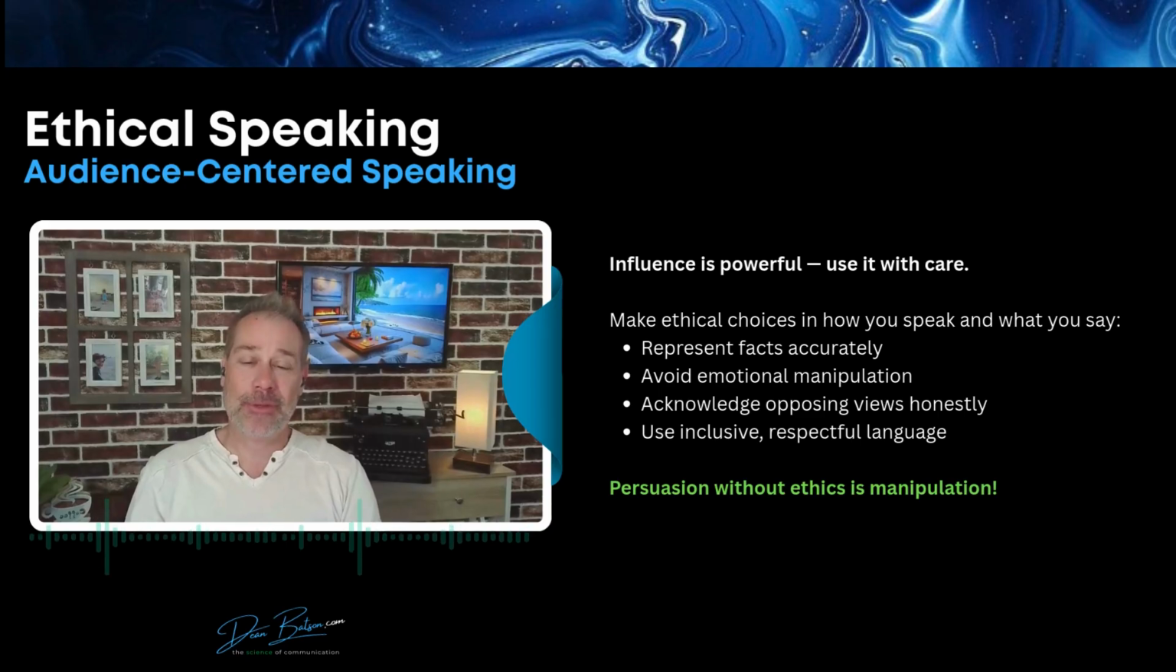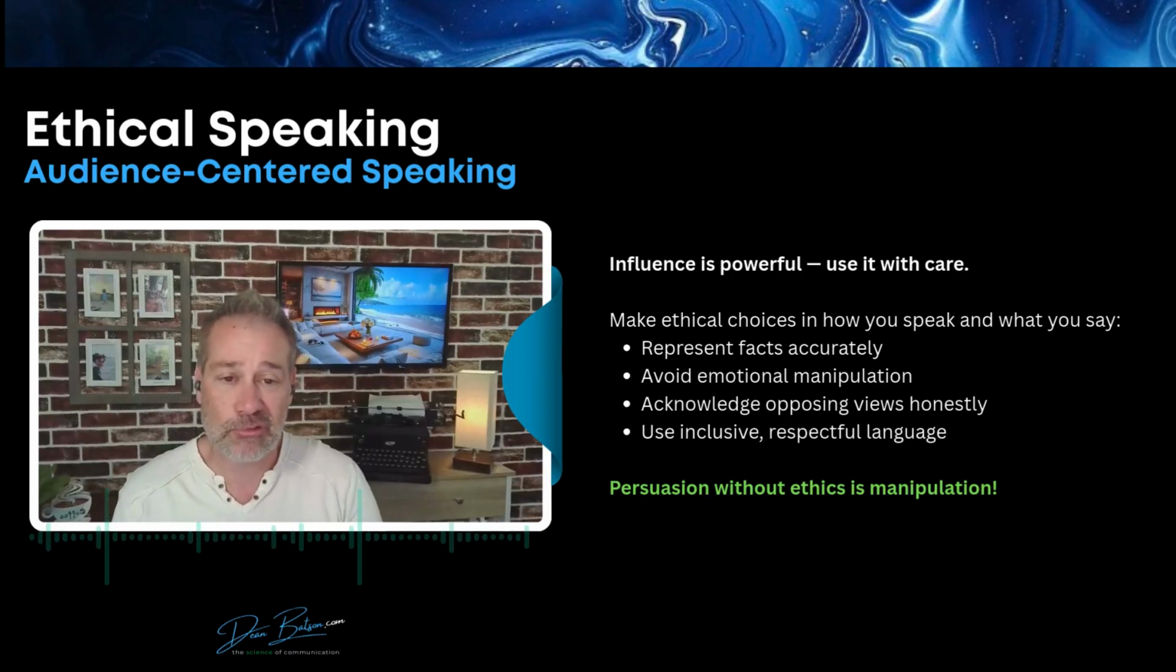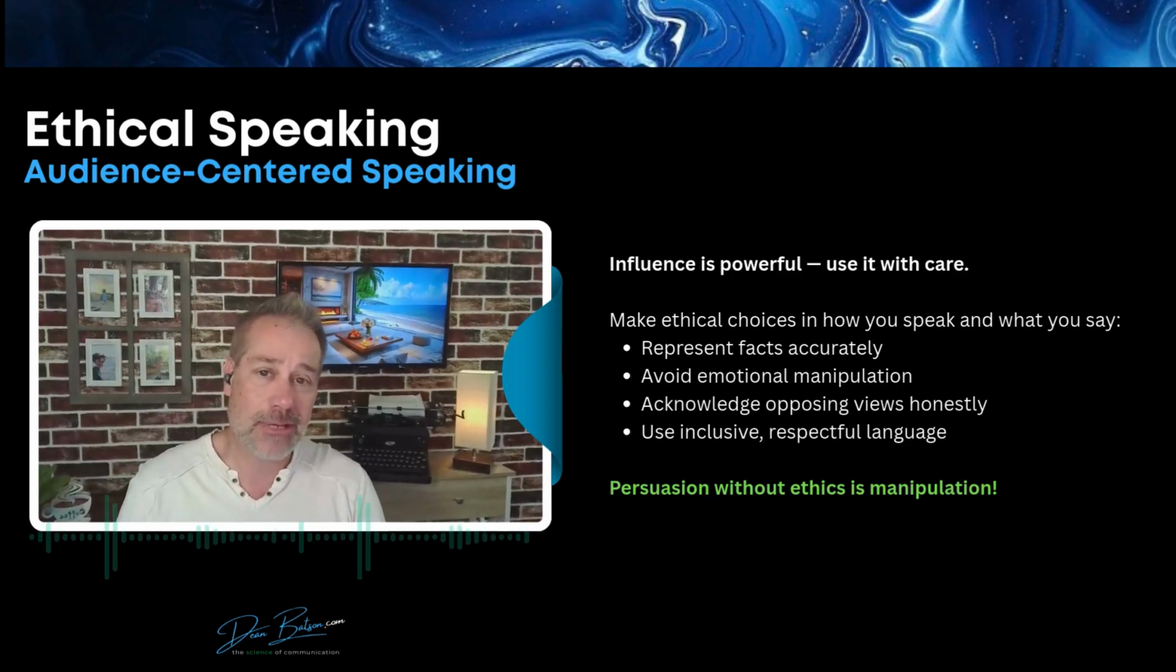Let's talk about ethical speaking. So influence is powerful, so use it with care. But what does that mean? Represent facts accurately. If you have some study, and it says 70% improvement, don't say 80% improvement to round it up. Do it factually. Don't represent some statistic in a cherry-picked manner, which doesn't accurately reflect the statistic. Because you're misleading, you're being unethical.